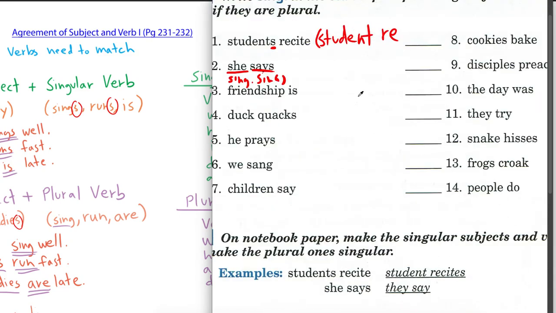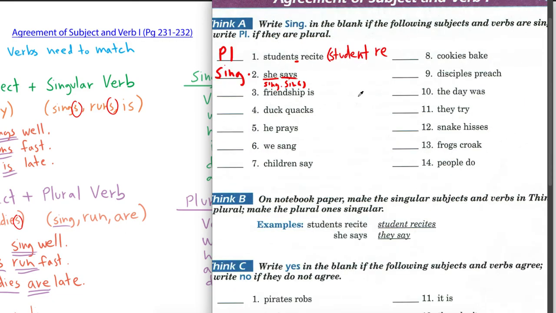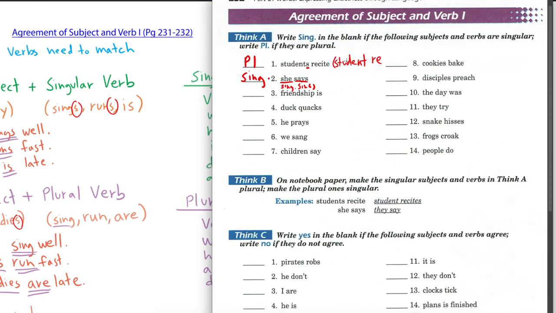Okay. So I need to write, but you definitely need to write smaller. I need to write smaller here. So students. Just put it in parentheses and write student recites. Of course, if you need more space, you can always write it on a separate piece of paper.